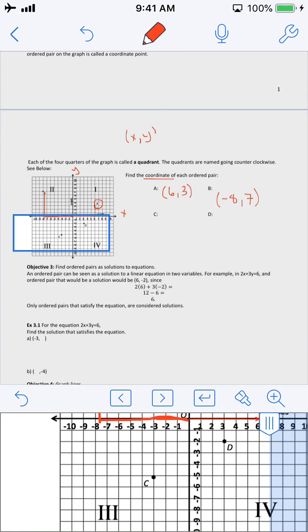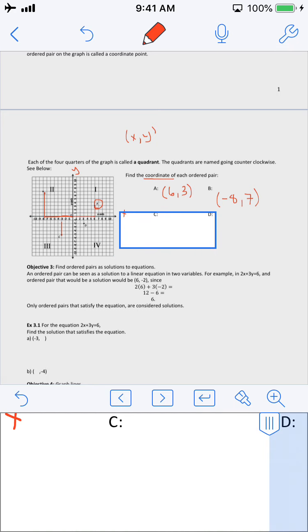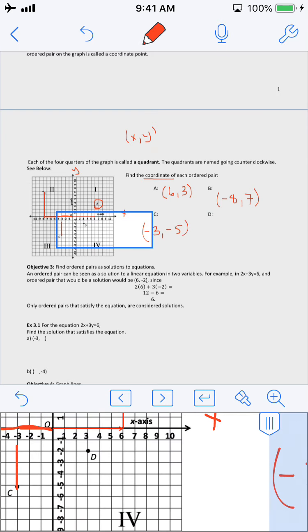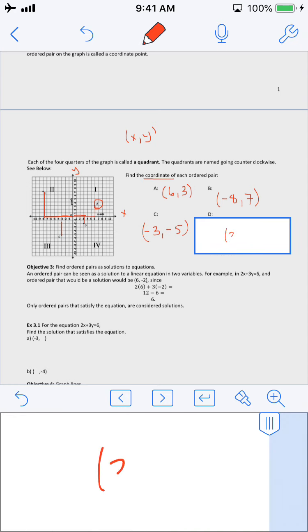So back 3 and down 5. Is that 5? Yeah. 1, 2, 3, 4, 5. Yep, so back 3, down 5 would be (-3, -5). And then over here, over 3 and down 2 gives me a +3, but a -2. All right, and that's how you would find the coordinate, or the ordered pair, for each dot, each point.